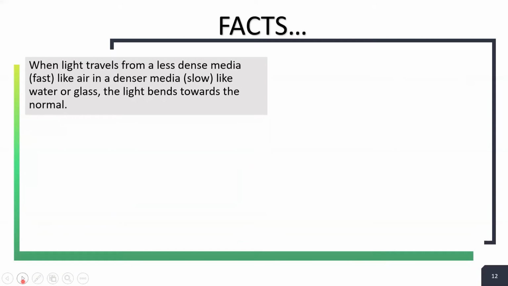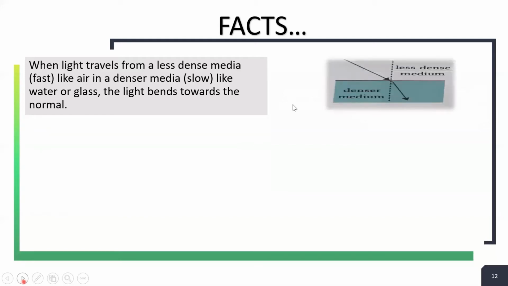When light travels from a less dense medium, like air, where it is fast, into a denser medium, like water or glass, where it is slow, the light bends towards the normal. As you can see here, the less dense medium, then the denser medium, the light bends toward the normal.